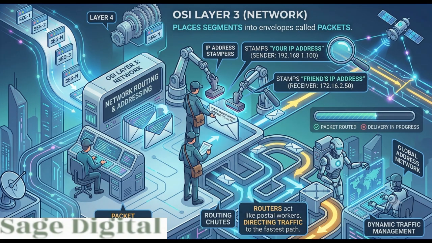Floor 3, the network layer, the GPS. Now that we have small segments, we need to know how to route them across the global internet. The job is this floor takes those segments and places them into envelopes called packets. Crucially, it stamps the IP addresses of both you and your friend onto the envelope. Routers live on this floor, acting like postal workers directing traffic to the fastest path.